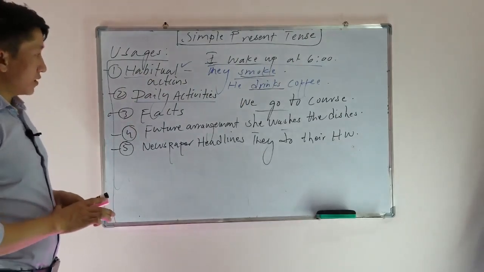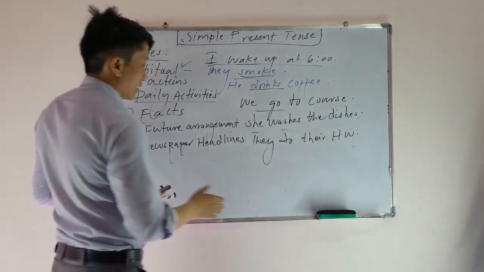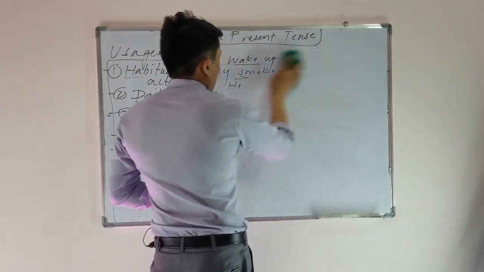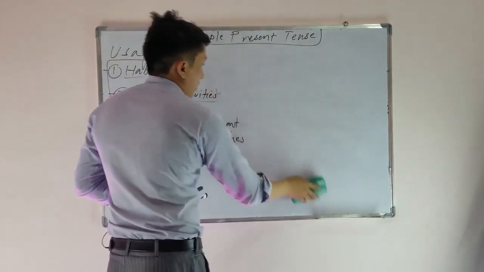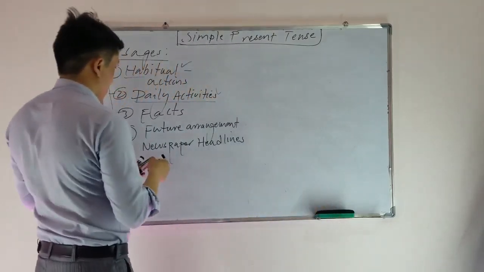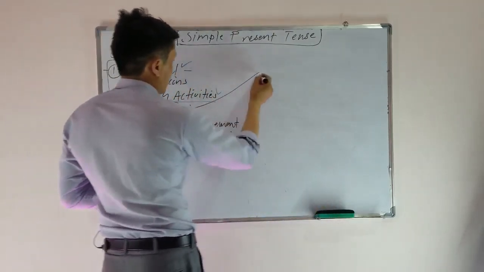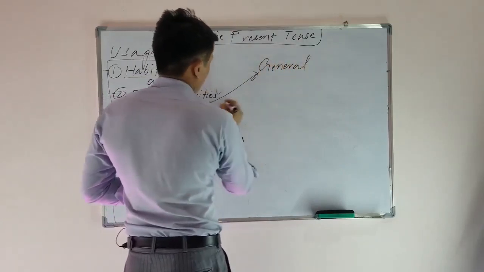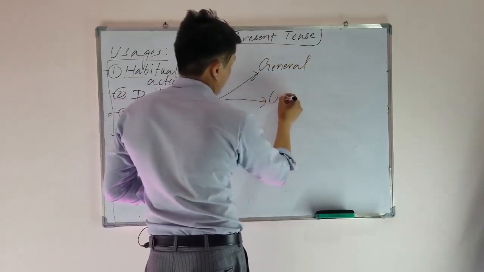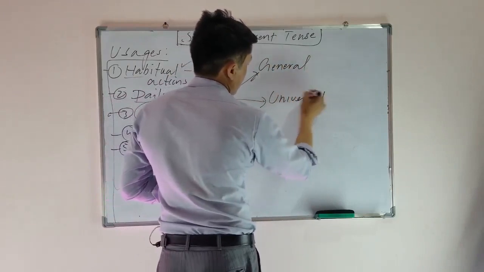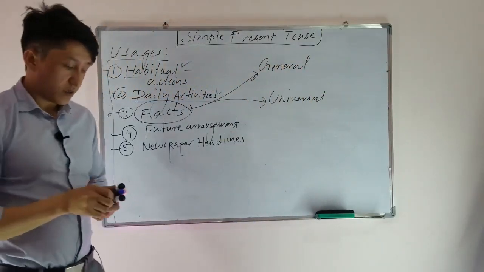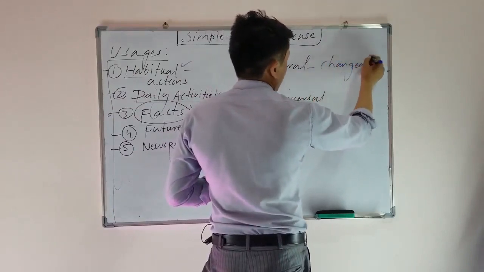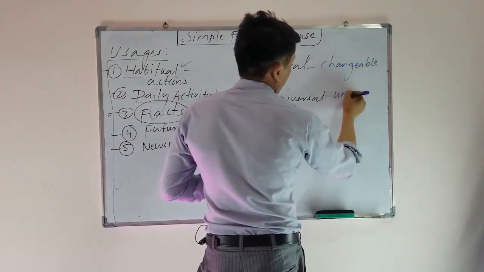Now the next one is also used to talk about the facts. So what kind of facts does it talk about? Now here we usually consider two kinds of facts. Look, we have mostly general fact, and we also have universal fact. So what is the difference? General fact is mostly changeable. Sometimes it changes in the future. This one is unchangeable.